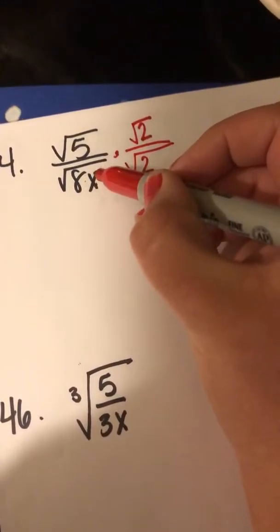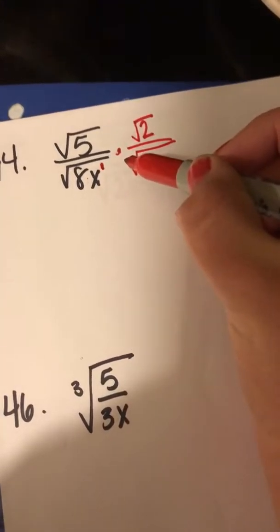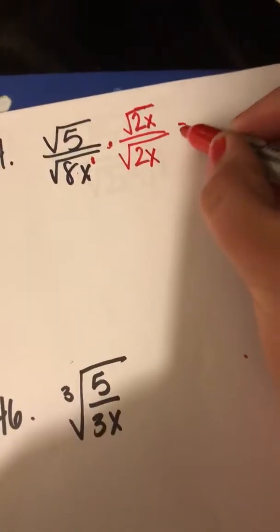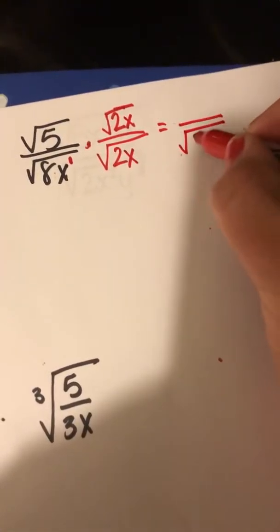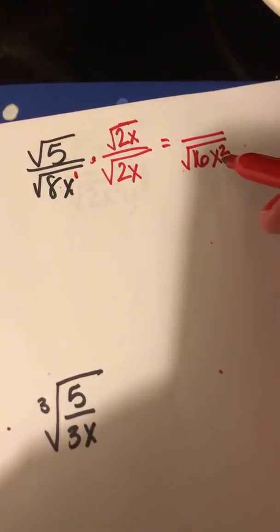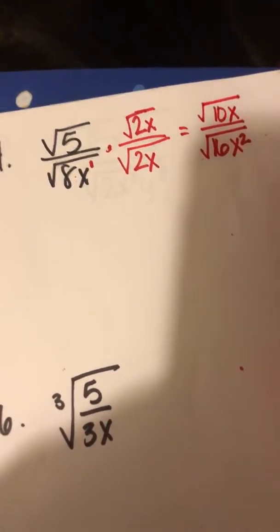And then x needs to be a perfect square so that it's divisible by 2. So this is like x to the first, and I want to make it x squared, so I'm going to multiply by 1 more x. So on the bottom, that'll be the square root of 16x squared. 8 times 2 is 16, x times x is x squared. On the top, 5 times 2x is 10x.